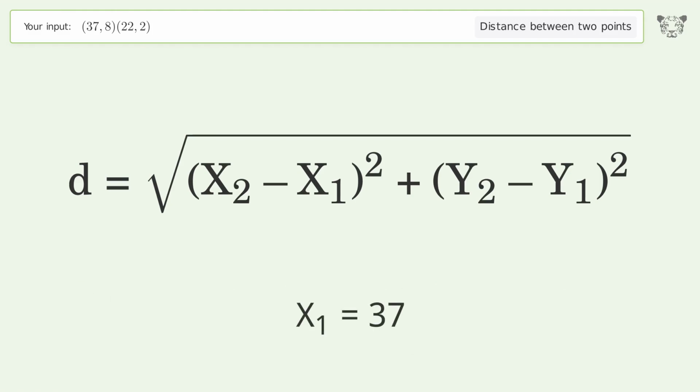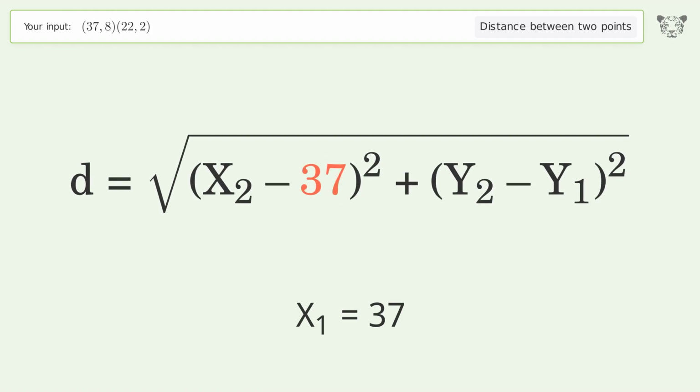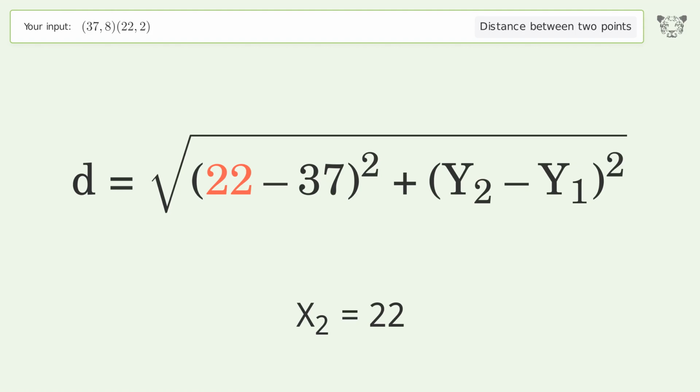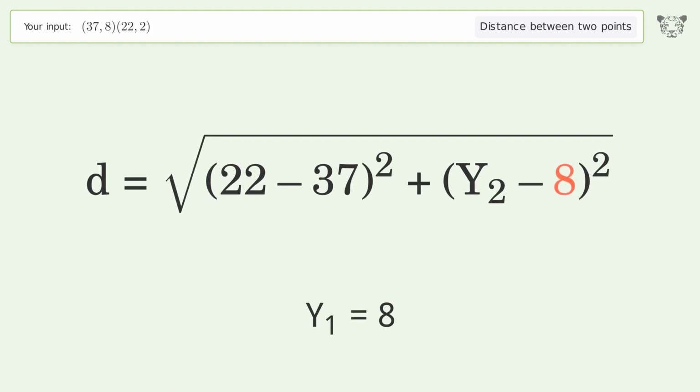x1 equals 37. x2 equals 22. y1 equals 8. y2 equals 2.